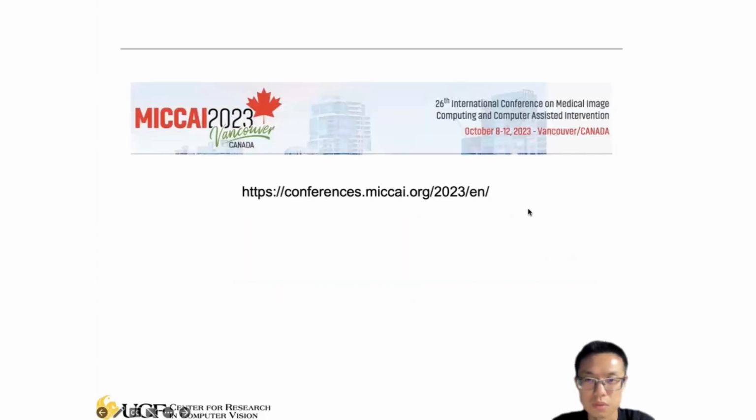If you are interested in publishing papers in medical image computing, MICCAI is the upcoming conference. I think the deadline is March 8th. It's very close, so if you have some work in progress, you may consider this. They also have workshops, and the deadline may come later.